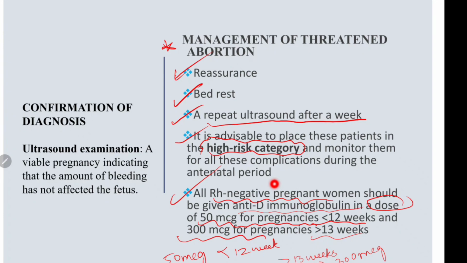Now, confirmation of diagnosis. How are you going to confirm this? We are going to confirm the diagnosis by using an ultrasound examination. A viable pregnancy indicates that the amount of bleeding has not affected the fetus. That is when you are going to diagnose a threatened abortion.